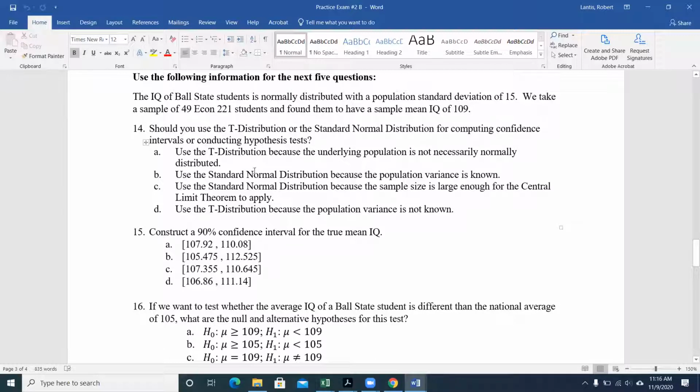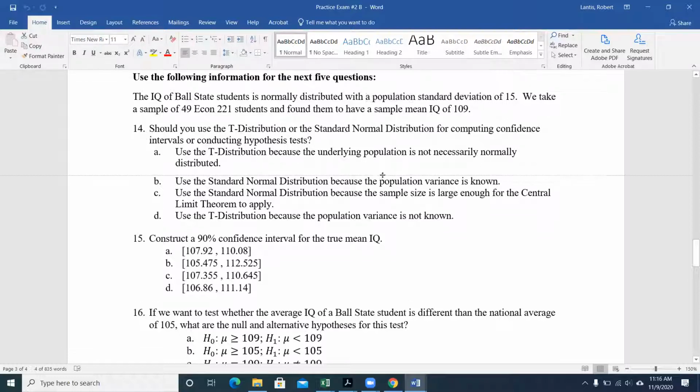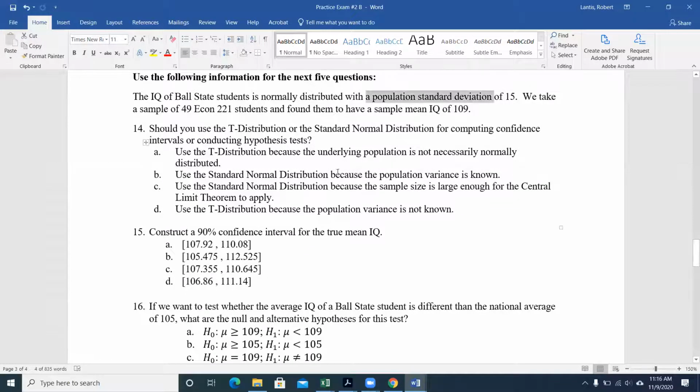So that's kind of what this one is asking. Should you use the student t or the standard normal? Well, no, we're using the standard normal here because we know the population standard deviation, or population variance, right? If we know the population standard deviation, we also know the population variance, because you just square the standard deviation to get the variance.